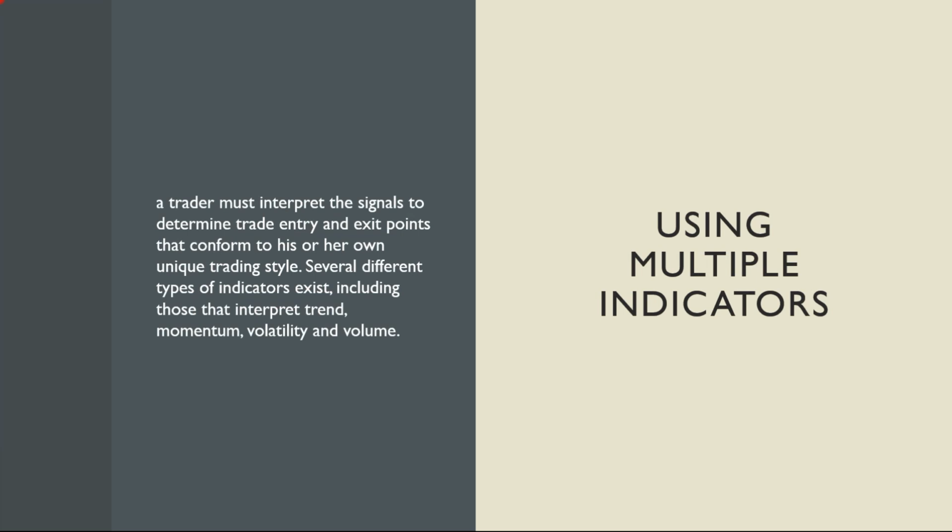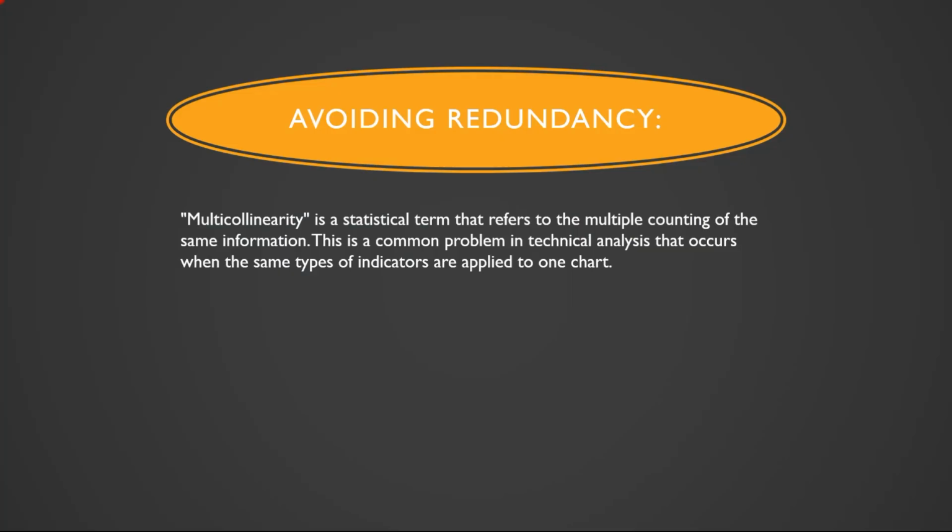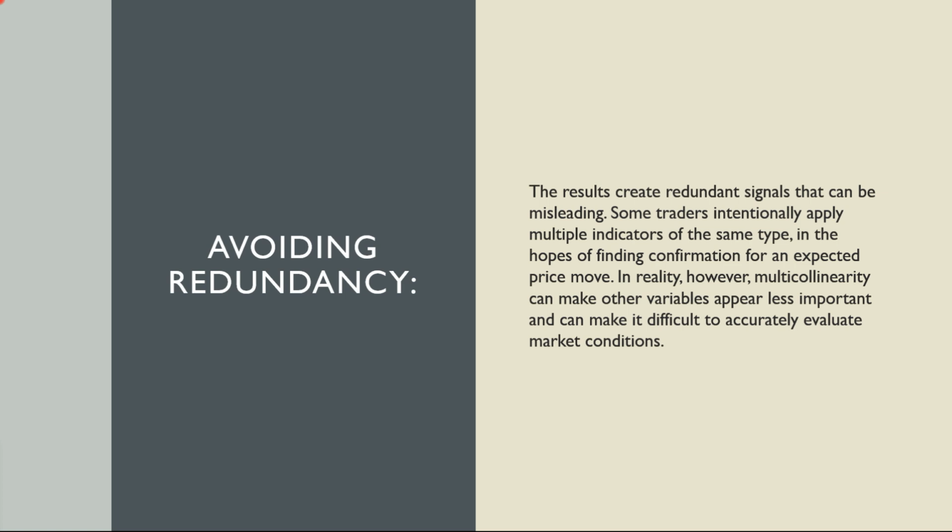A trader must interpret the signals to determine trade entry and exit points that confirm his or her own unique trading style. Several different types of indicators exist, including those that interpret trend, momentum, volatility, and volume. But you want to make sure you avoid redundancy. Multicollinearity is a statistical term that refers to the multiple counting of the same information. This is a common problem in technical analysis that occurs when the same type of indicators are applied to one chart. The results create redundant signals that can be misleading.